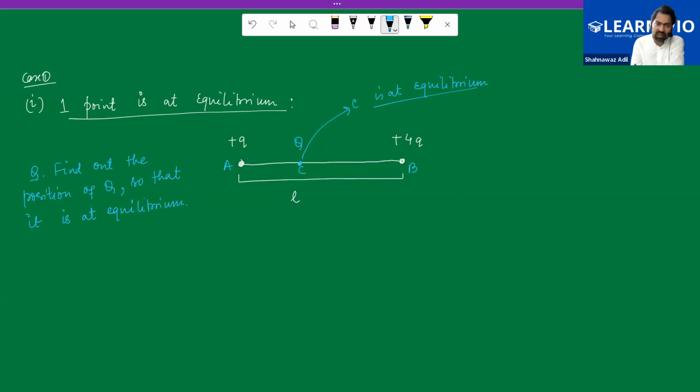Let's say from A this distance is X. So how much would the other distance be? L minus X, absolutely good. So we have to find out what this X is. It is given that point C is at equilibrium.